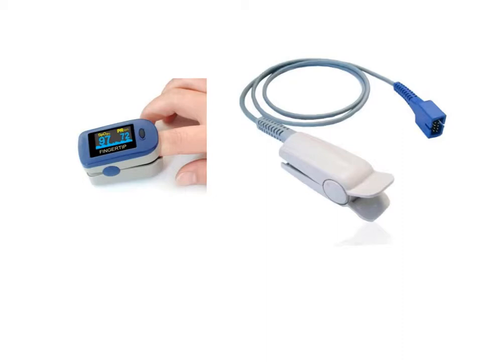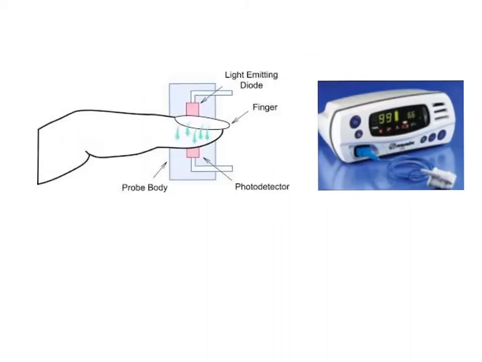Oximetry is done by using an oximeter. This is a photoelectric device especially designed for this purpose, to measure the oxygen in blood. So this device can be placed in the finger or in an earlobe. The range of this exam goes from 95% to 100%.